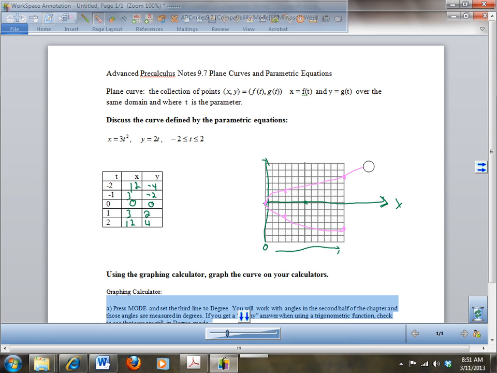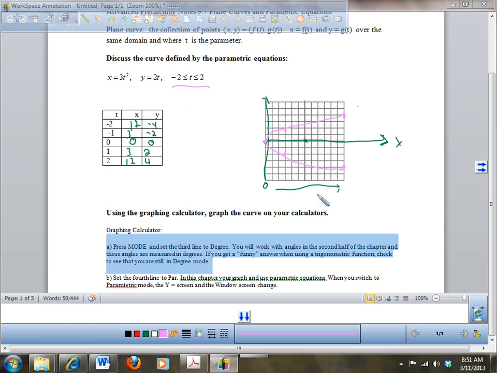But because the parameters say just between -2 and 2, it's only part of that parabola. It doesn't go on forever and ever. So this allows you to restrict that function. Get it? Okay, so that's how you graph something parametrically.